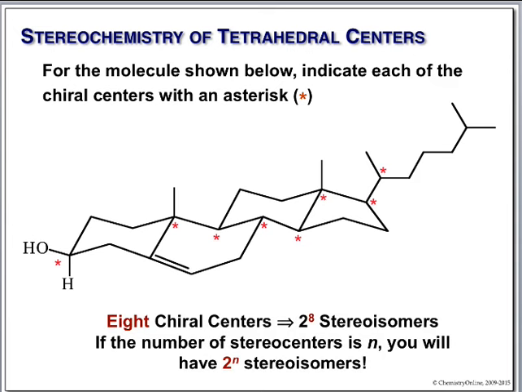That means that there are 2^8 possible stereoisomers. These two guys are enantiomers, right? If we have one chiral center, we can have 2 possible orientations. If we had 2 chiral centers, we would have 2^2 or 4 possible isomers. Here we have 8. We have 2^8 stereoisomers of cholesterol.